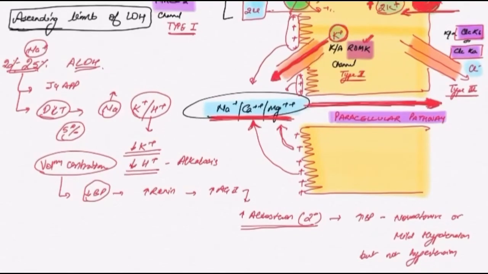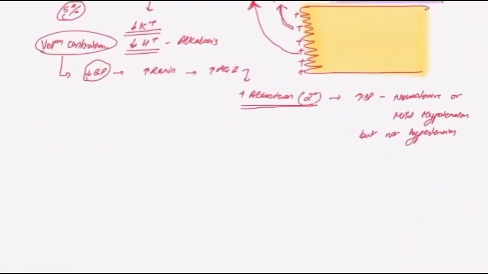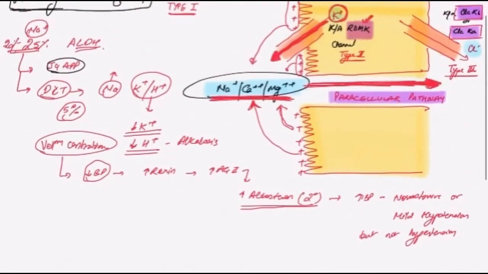Another thing that we were talking about is this JG apparatus. So the next very important thing is this JG apparatus. So in case of Bartter syndrome, the macula densa cells, there is impaired sodium transport to them.